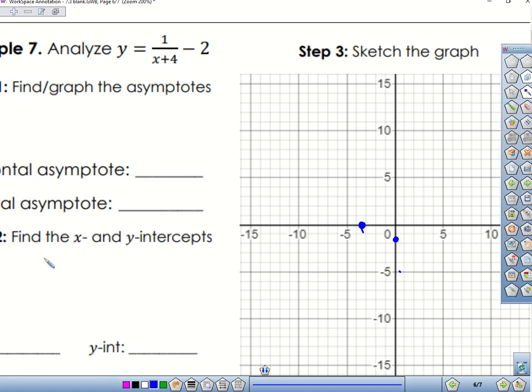So there's a point where and where? Right here. So is that negative 3.5 comma 0 and 0 comma negative 1.5? They're just decimals, that's why I just told you what they are.